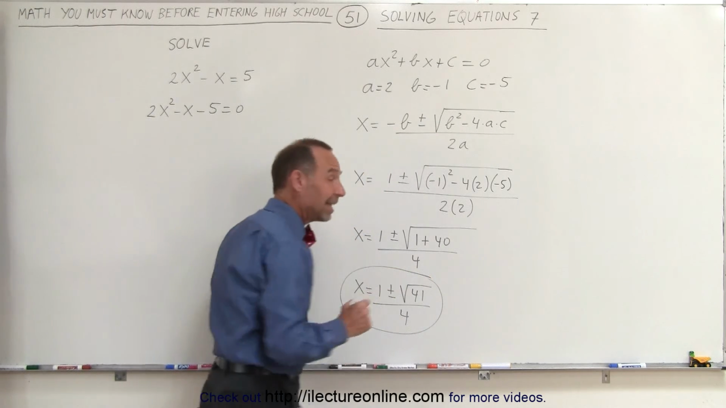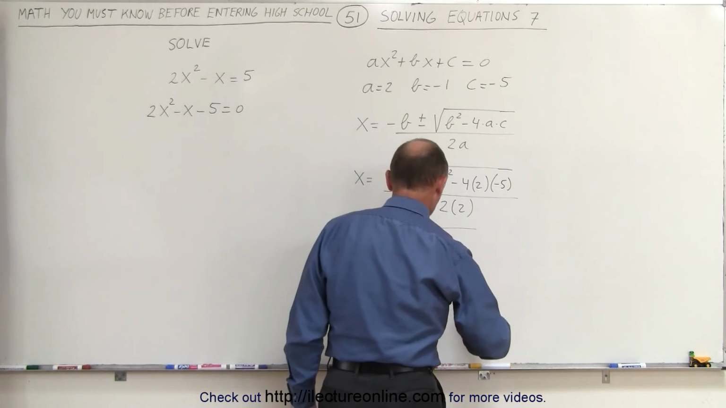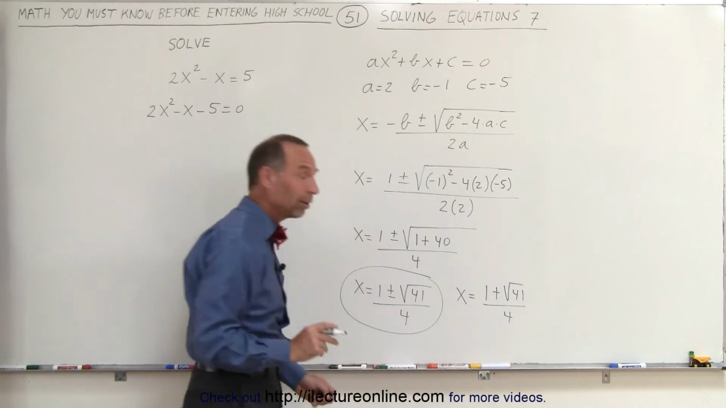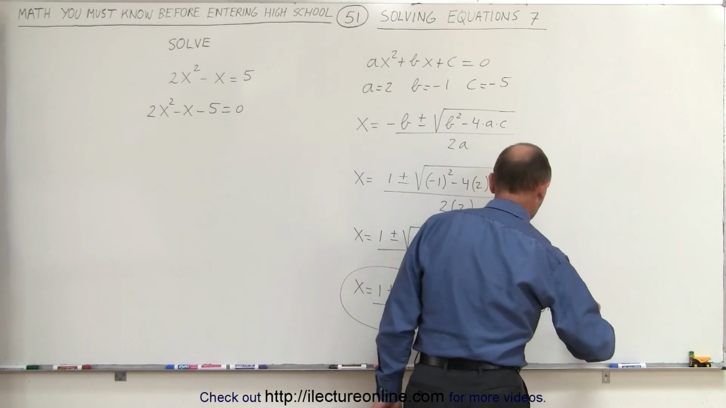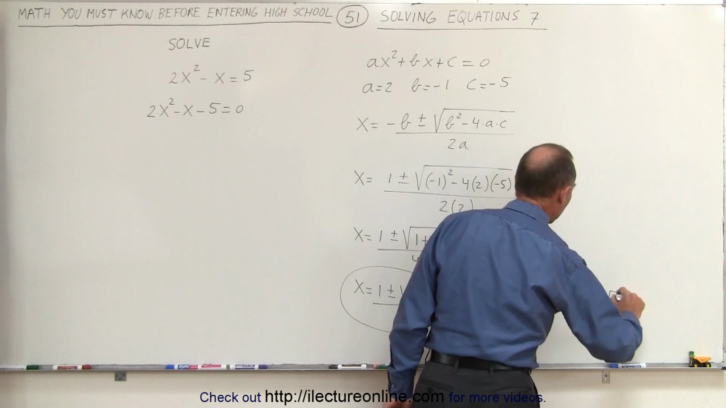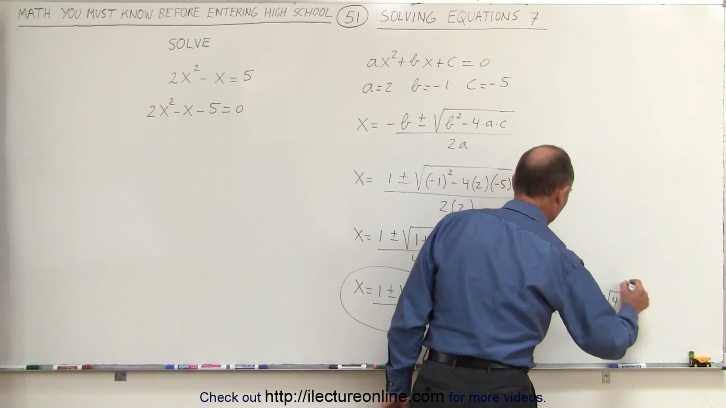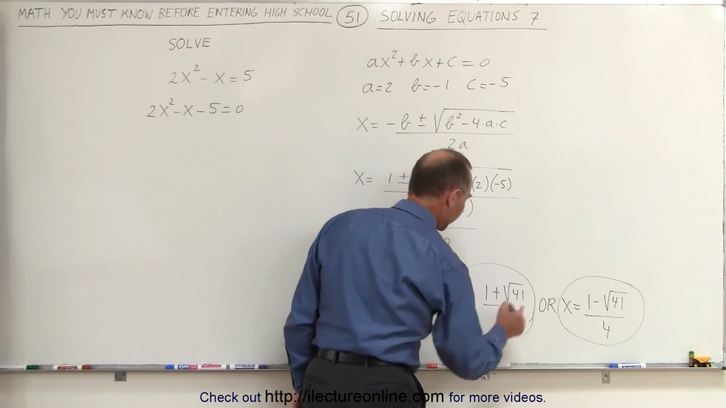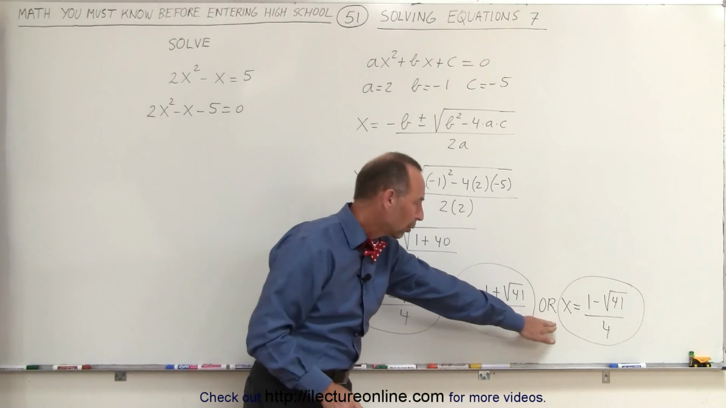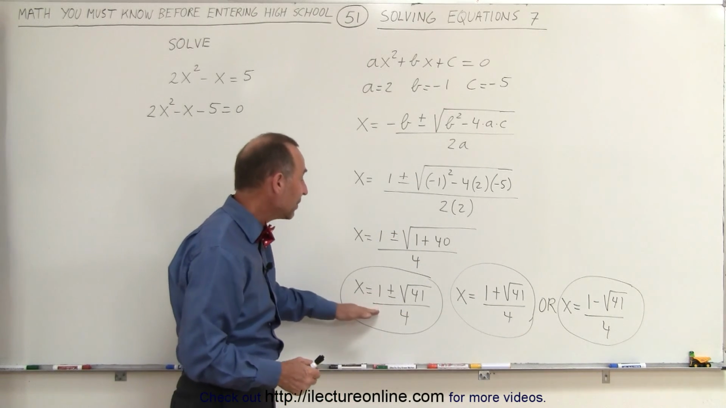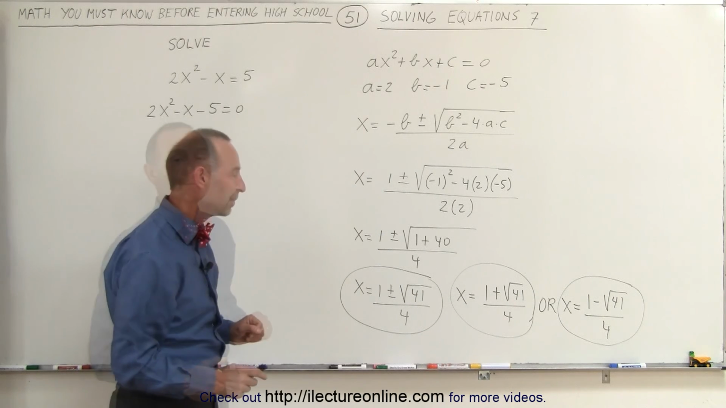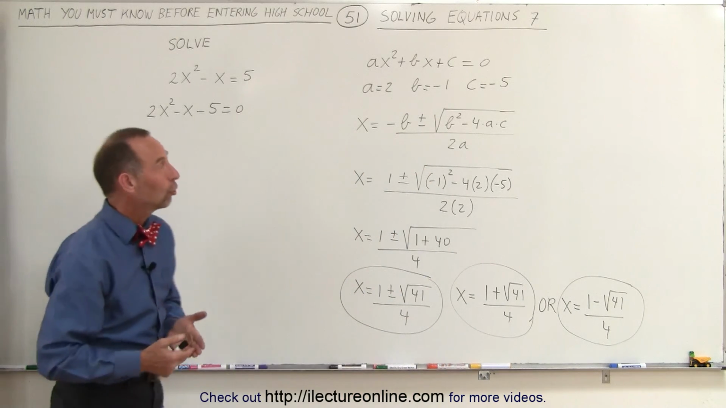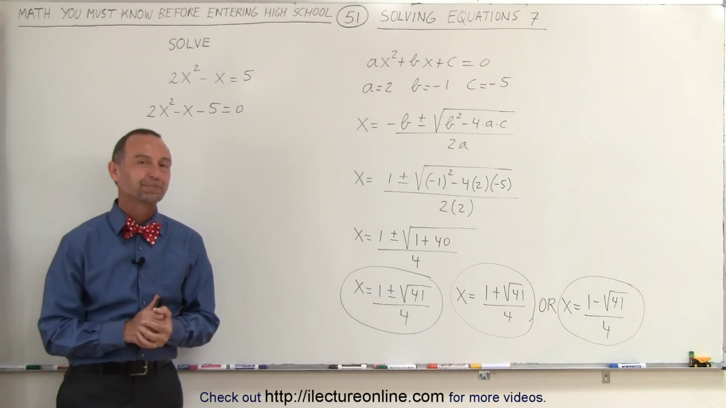What we're saying then is that x is equal to 1 plus the square root of 41 divided by 4. That's one of the possible solutions. Or x is equal to 1 minus the square root of 41 divided by 4. So these are the two possible solutions to our original equation. We can either write it like this, or we can leave it like this. This means the exact same thing as what we have written over there. So either we write it like this, or we write it like that, and that represents the solution to our original quadratic equation. And that's how it's done.